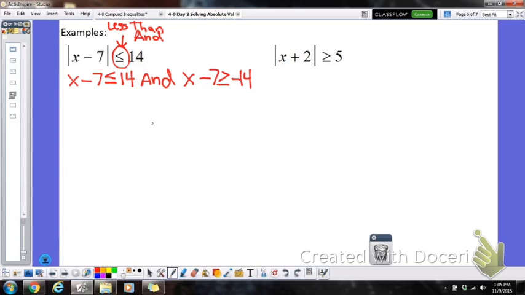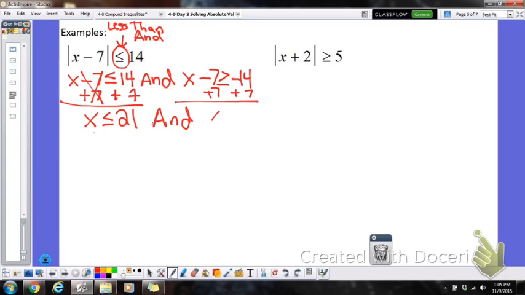So now I just need to solve each of these inequalities. So I can add 7 to both sides, and I get x is less than or equal to 21. And over here, I'm also going to add 7 to both sides. I get x is greater than or equal to -7.